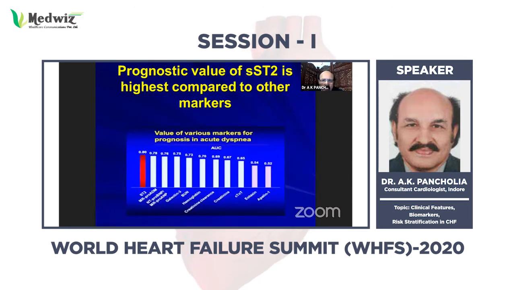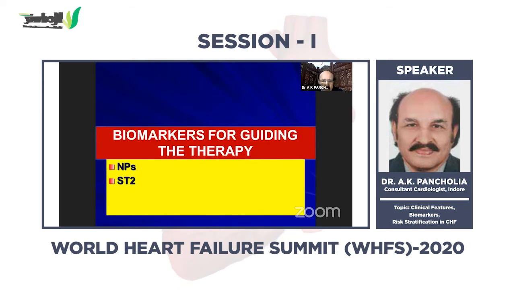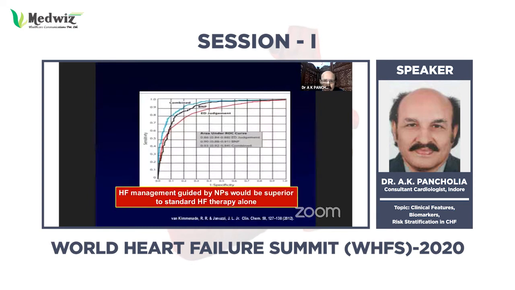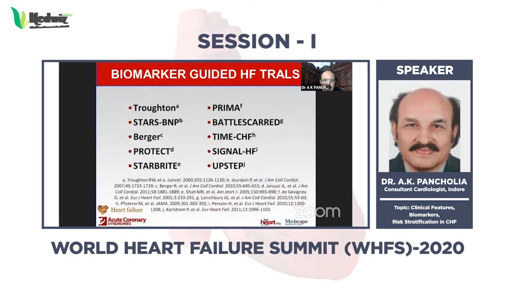And the prognostic value of ST2 is highest compared to the other markers. As you can see in these bars, the prognostic value of ST2 is highest compared to other biomarkers. Biomarkers for guiding the therapy, and we have data from the natriuretic peptides and the ST2. Heart failure management guided by NT-proBNP or BNP would be superior to the standard heart failure therapy alone. And these are the biomarker guided heart failure trials.